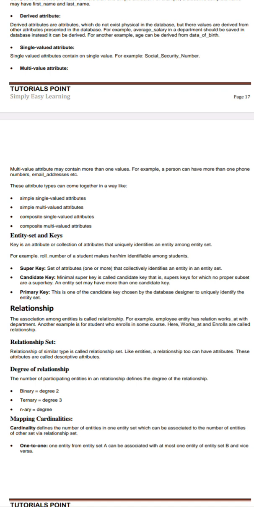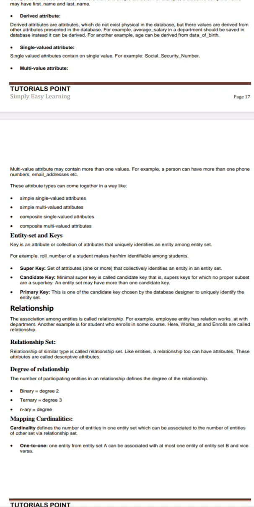Another example is a student who enrolls in some course. Here, works at and enrolled are called relationships. Relationship set: relationships of similar types are called a relationship set. Like entities, a relationship too can have attributes. These attributes are called descriptive attributes.